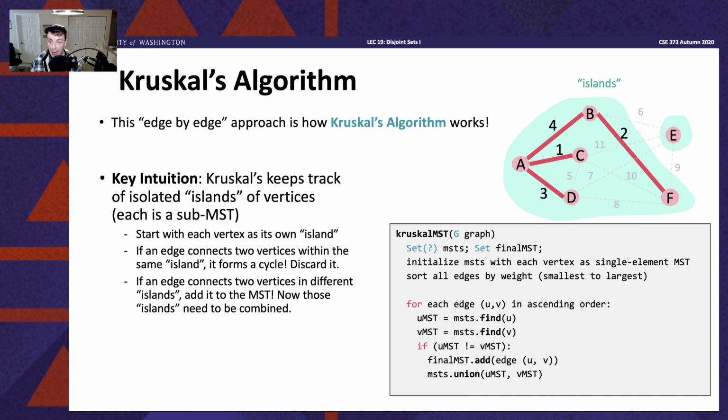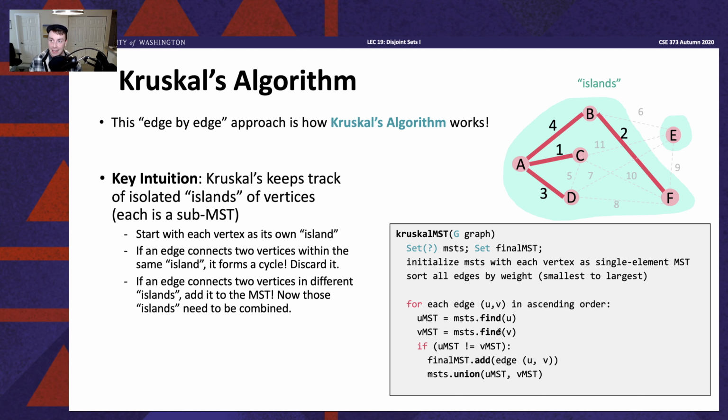Now we get to 5. However, 5 we're not going to add to our MST. How do we know this? Well, the two nodes that it connects, E and D, are part of the same island right now. So if you had a structure that was able to tell you efficiently which island a particular node is in, this would say, oh, they're both part of the same island. So we don't want to include this edge in our MST.